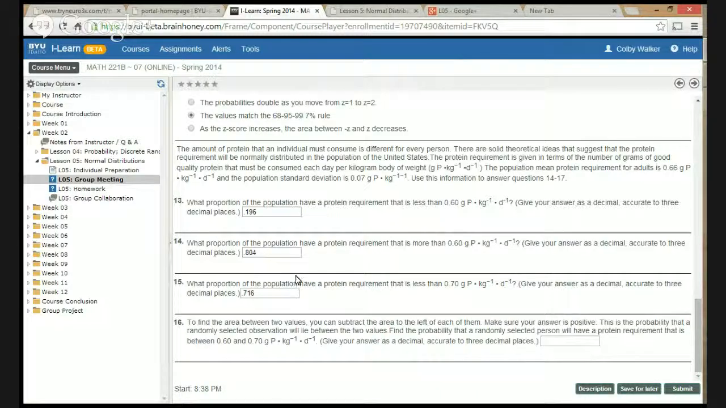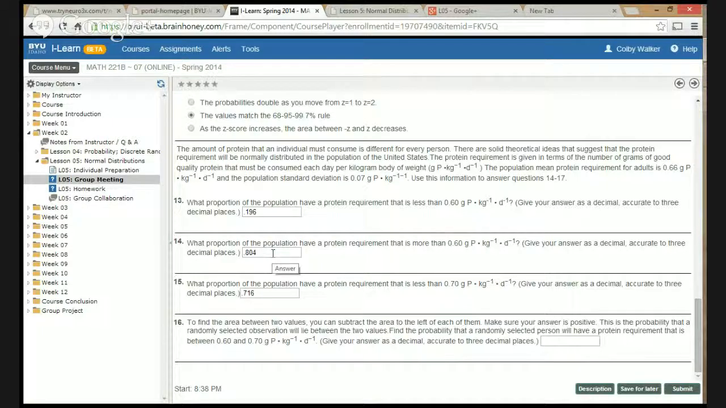Hey, what did you guys get for 14, real quick? Oh, you know what, I don't think we did 14 right. How'd you do that one? Well, I'm just reading again, it says what proportion of the population have it more than 0.6 grams? And I think we highlighted what was under 0.6.